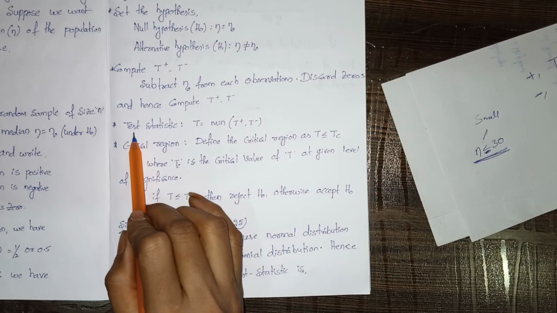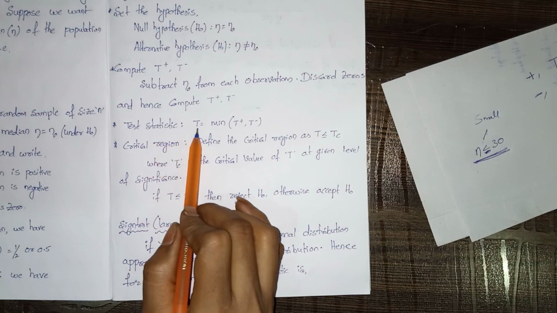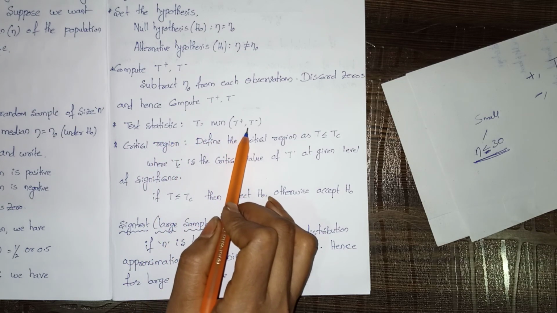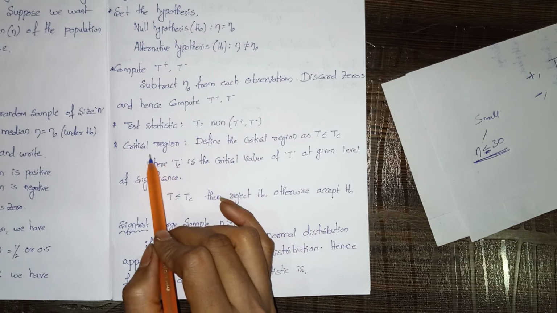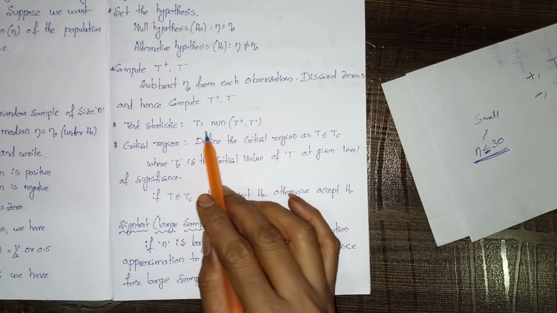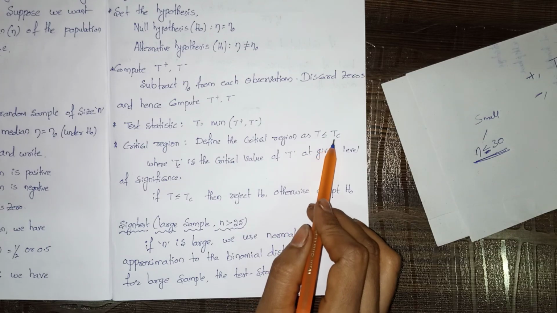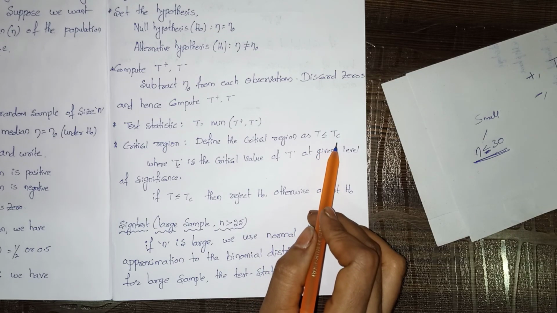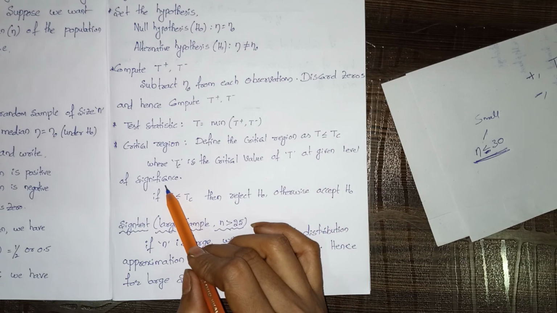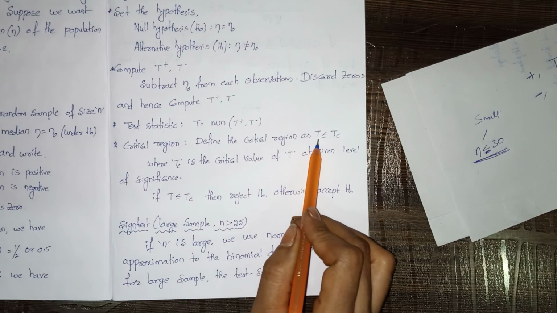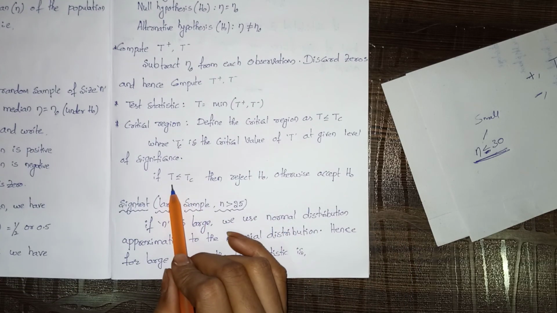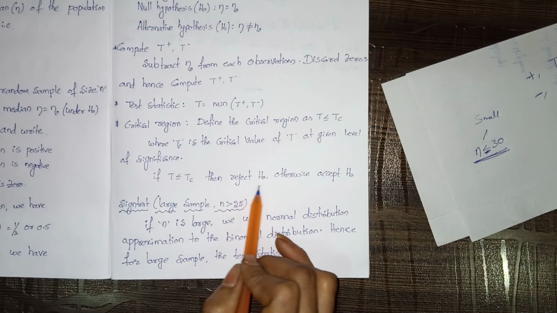Next, the test statistic. Here the formula is T = minimum of (T+, T−). Next, the critical region. Here the T value should be less than or equal to Tc, where Tc is the table value at the given level of significance. If T is less than or equal to Tc, then reject H0.